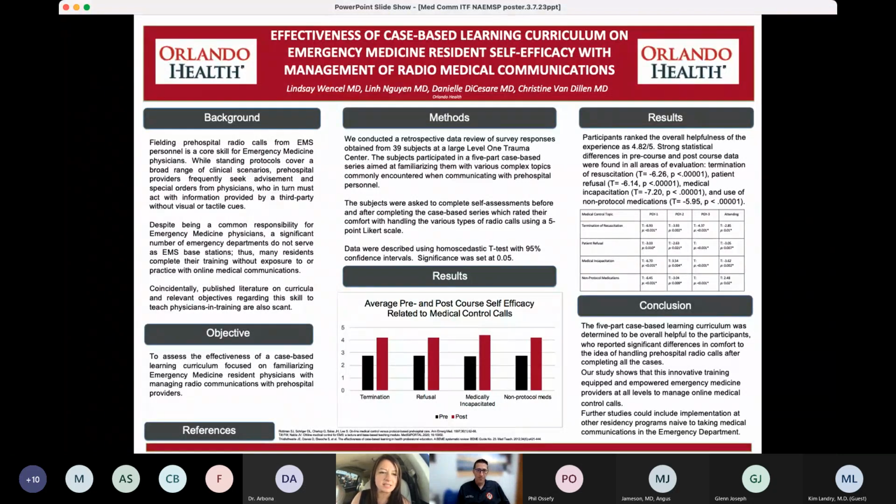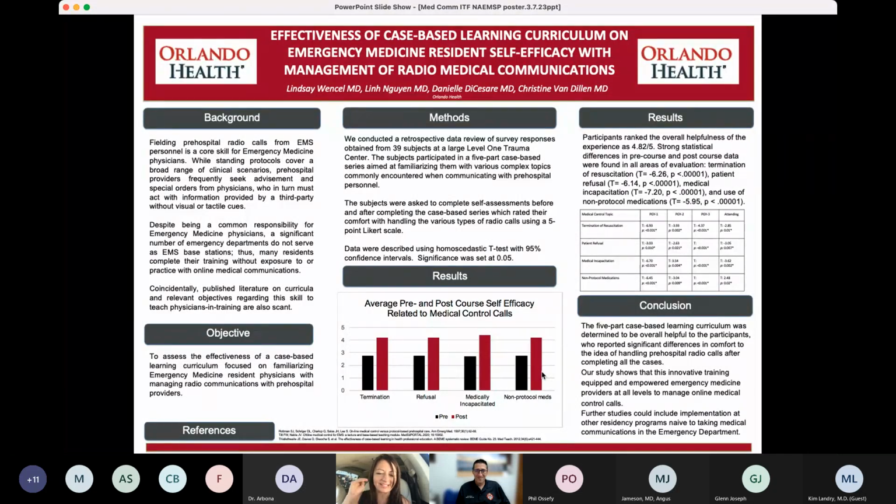And as you can see here, we broke it up into termination, refusal, as well as the medical necessity, and then non-transport, non-protocol meds. With the pre and post protocols, there was a significant difference in their comfort level in being able to answer these calls. And we were actually very serious, even with the faculty, that they had to do this course or they couldn't work a shift.